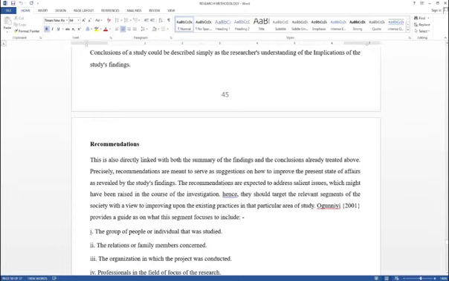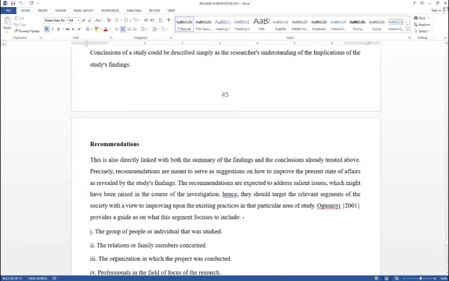Okay, so like we said, your recommendations are to be aimed at addressing issues that are already in existence, something that will make your own work unique, better than what we already have on ground. So your summary, your conclusion, your recommendations, they are very, very important. Ogini 2001 provides a guide on what this segment should include.